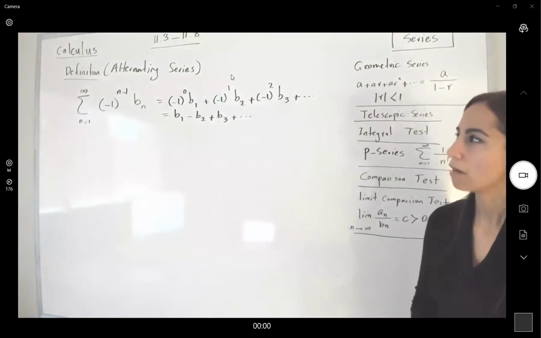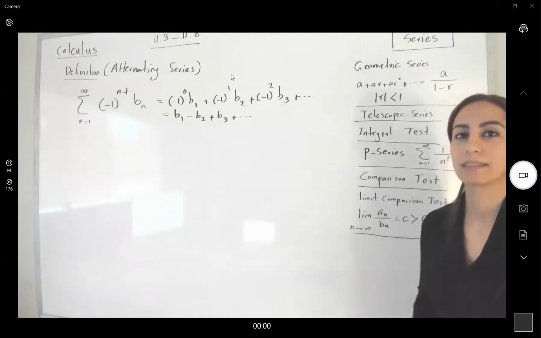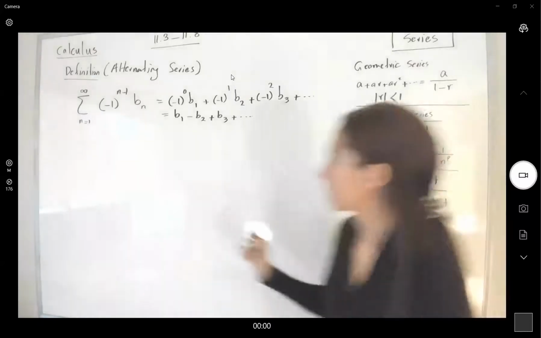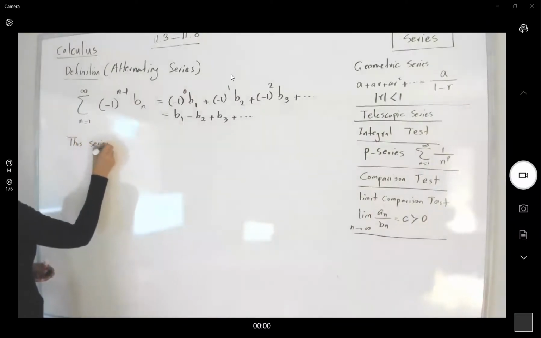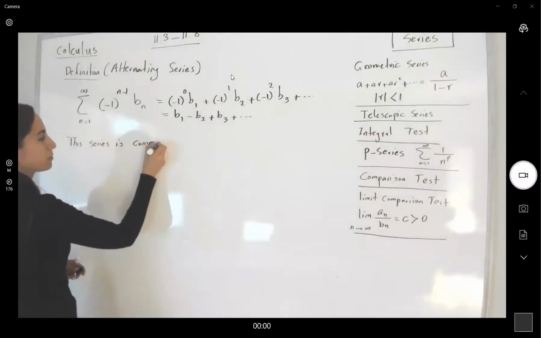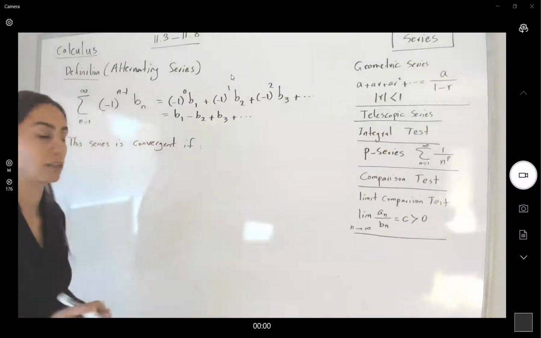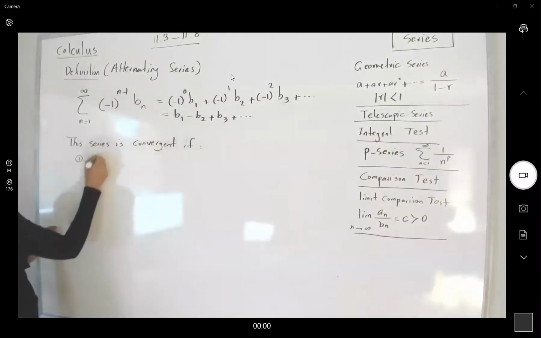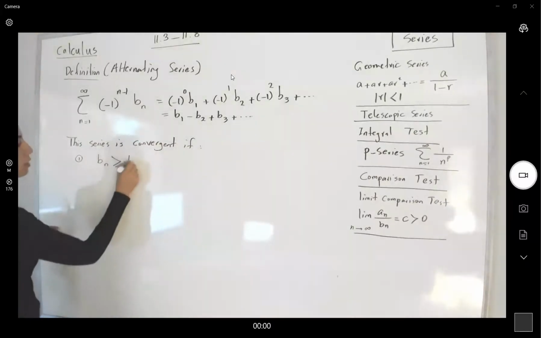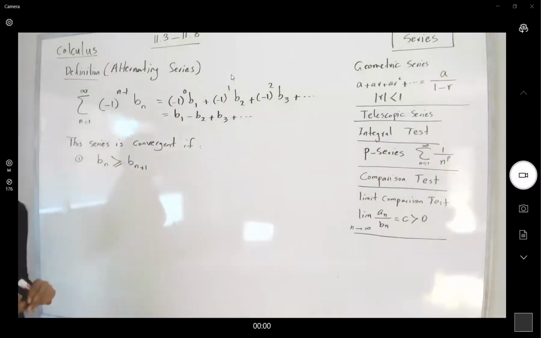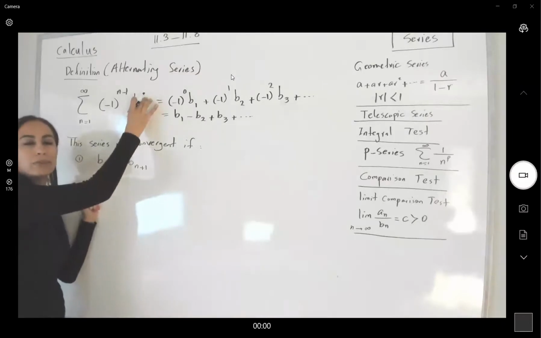I expect you to ask, now that you're introducing a new series, when is this series convergent? This series is convergent if it satisfies these conditions. First of all, b sub n is greater than or equal to b sub n plus 1. What's the meaning of that? It means that this sequence is decreasing.